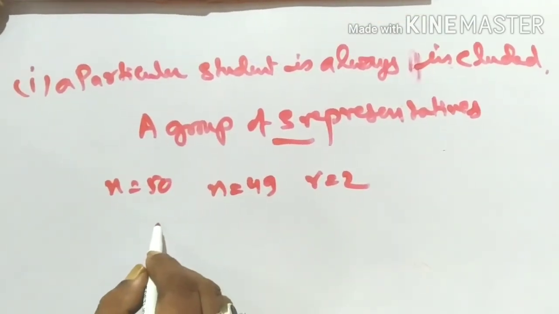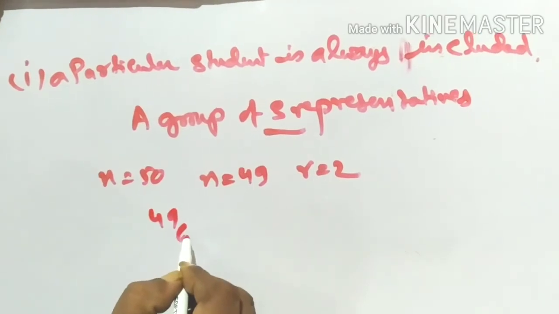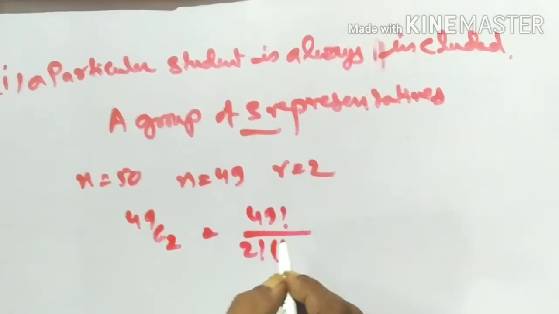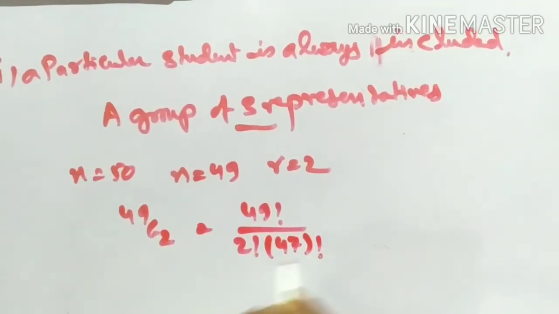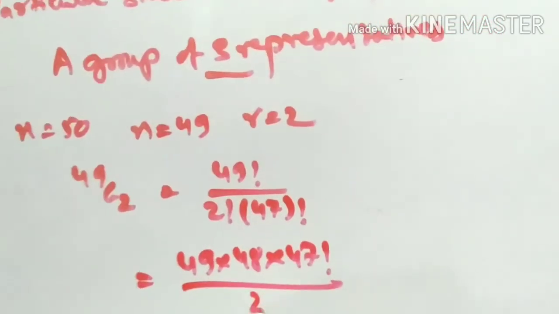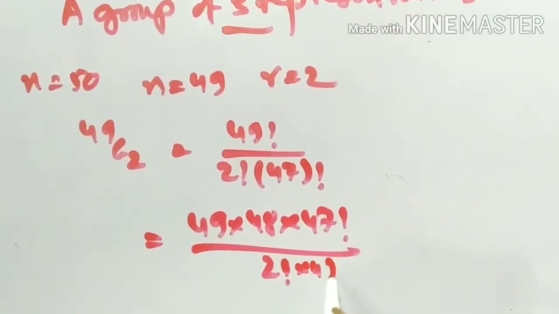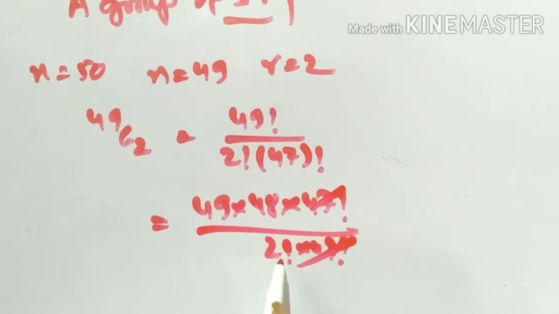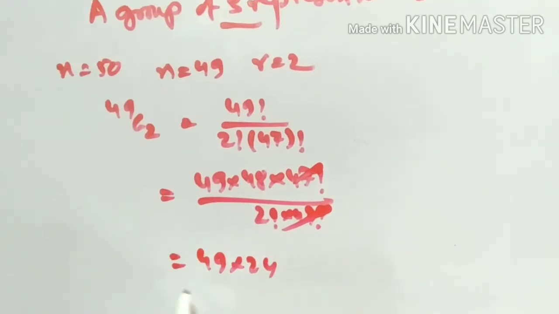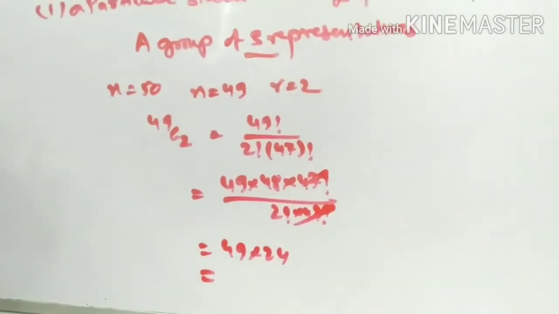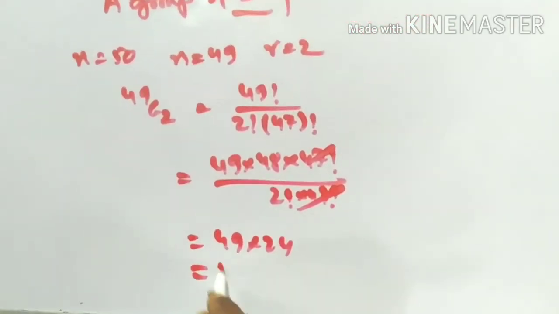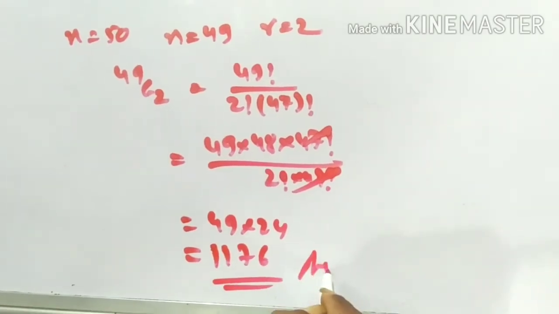By the help of combination, it becomes 49C2, which is 49 factorial divided by 2 factorial into (49 minus 2) factorial, that is 47 factorial. Now 49 into 48 into 47 factorial by 2 factorial into 47 factorial, this cancels out, and 2 factorial means 2, you can cancel it. It becomes 49 into 24, and the result comes out to be 1176. This is your answer.